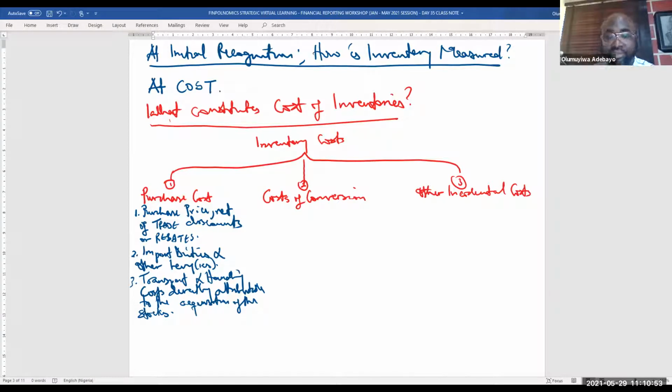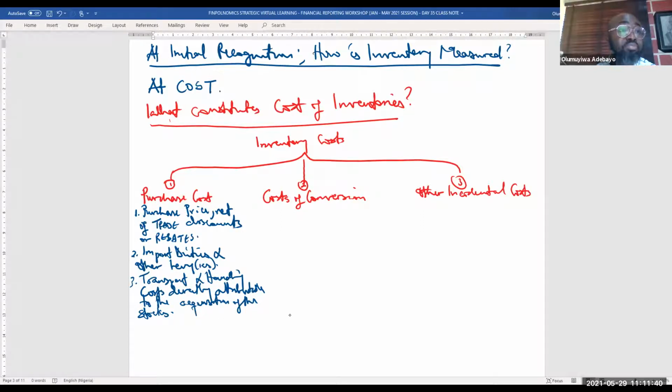And if you remember those days when we started basic accounting, we called them carriage inward, as the case may be. You understand? Carriage outward is not an integral part of the cost because it is not a cost directly attributable to the acquisition. Rather, it is a cost incurred in ensuring that we subsequently move it to different locations for the sole purpose of selling or into further production or process. Therefore, we need to take note of that.